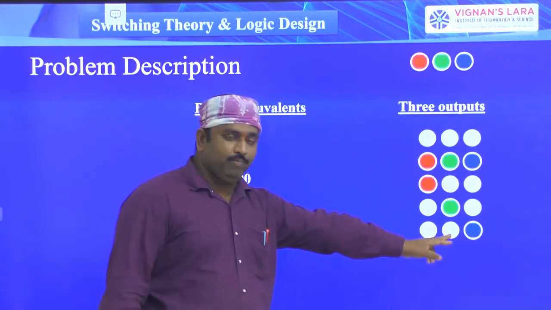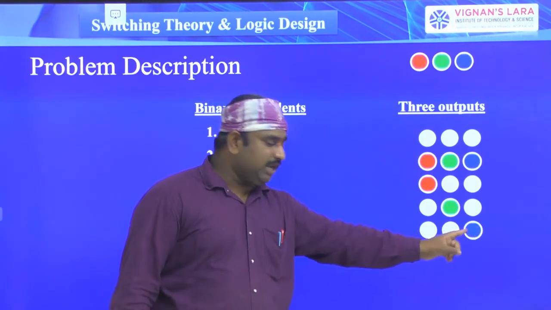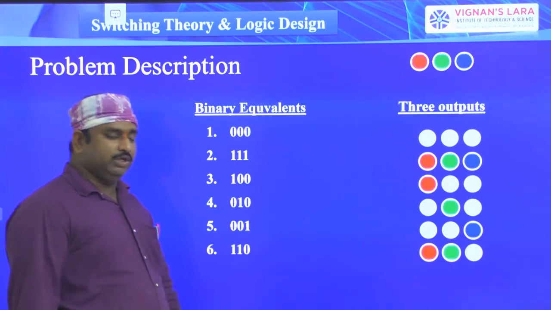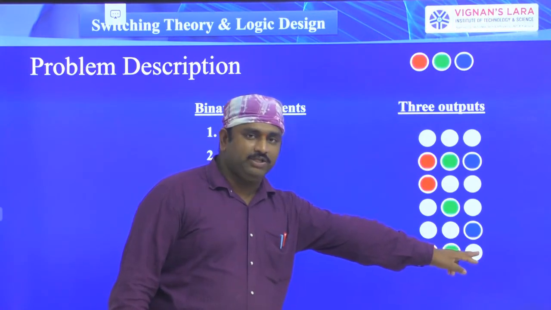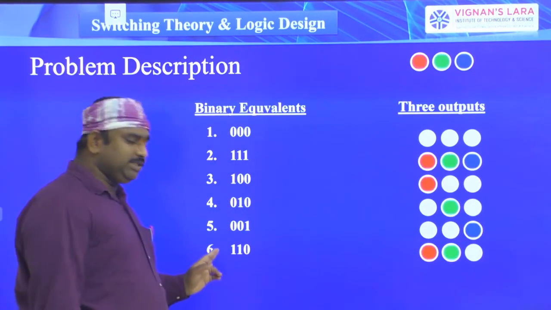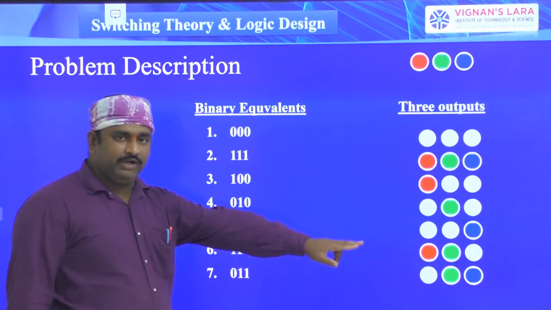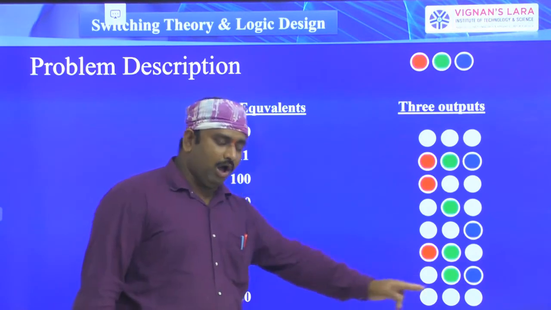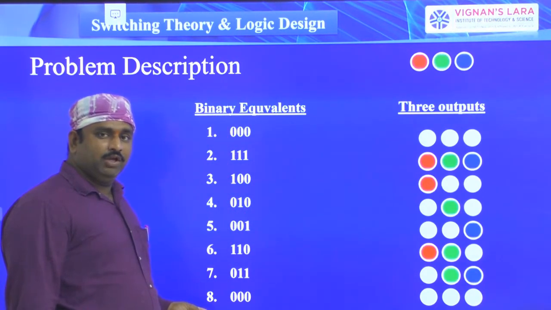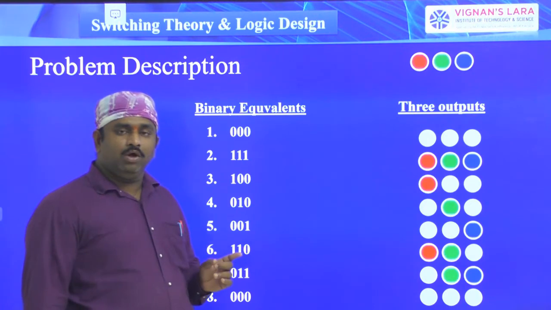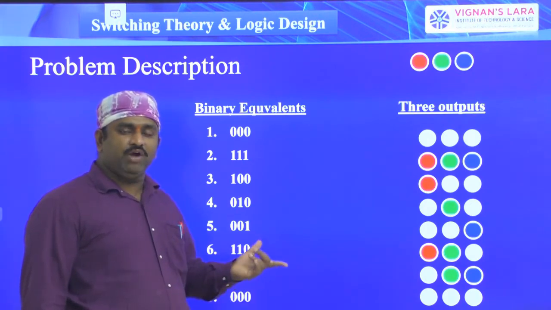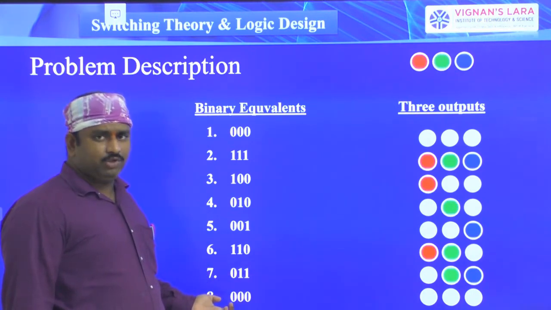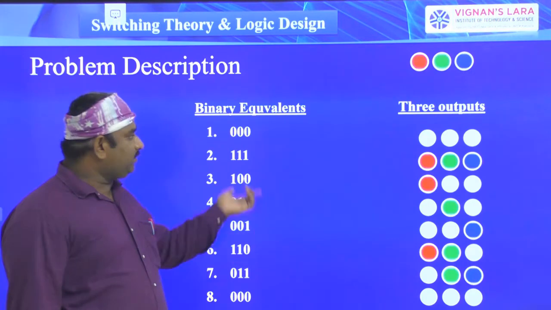Next, the blue LED is on. That means the last LED is on and the first two LEDs are off. That is 0, 0, 1. And next condition, the first two LEDs are on and the last LED is off. That is 1, 1, 0. Next, the last two LEDs are on. That is 0, 1, 1. Next, all three LEDs are off, and I am representing that with 3 zeros. If the LEDs are on, you have to represent 1. Otherwise, if they are in the off state, you have to represent with zeros. Okay, right. Now we have seen.